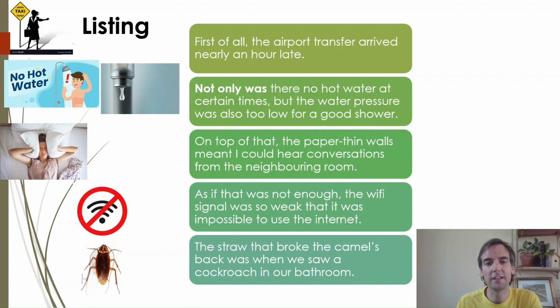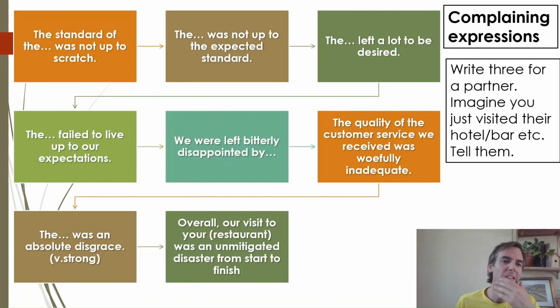So some problems and how you would list them with some nice connecting expressions to really build up. This is where organization comes in. You're building up the sense of how bad this holiday was with first, then on top of that, these expressions are like building expressions. So it's a nice way of getting some good criteria and seeing organization marks. Let's move on to the actual complaining part then.